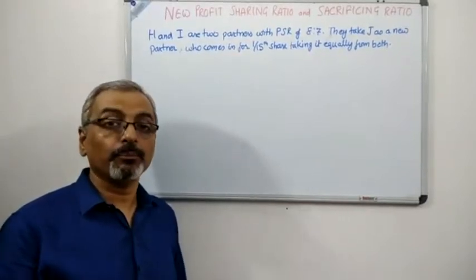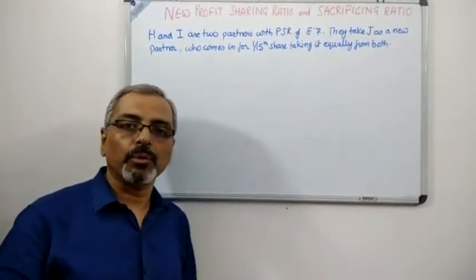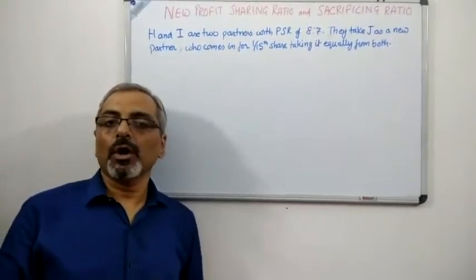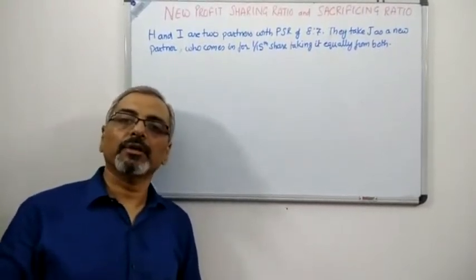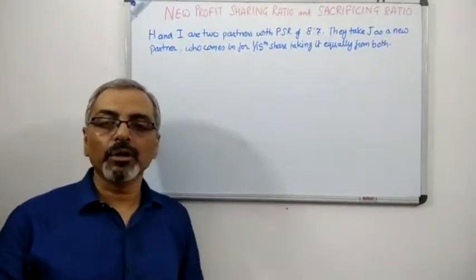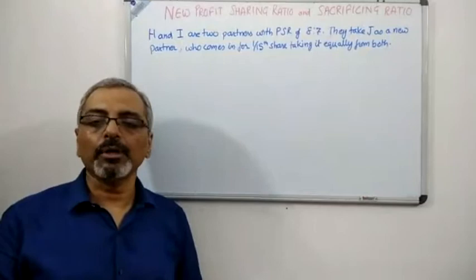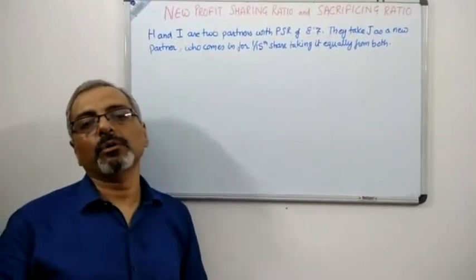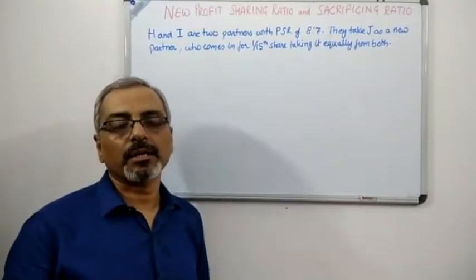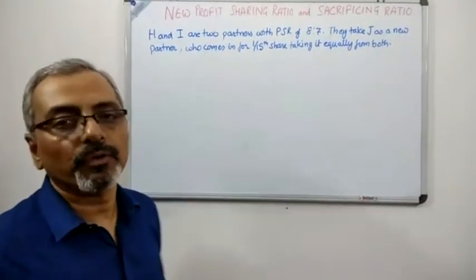Let us now prove that the sacrificing ratio will be 1:1, and you know how we calculate sacrificing ratio. We use a formula. The sacrificing ratio is the old ratio minus the new ratio. Do you have the new ratio over here? No. So we will calculate the new ratio first, and then we'll go ahead with the calculation of the sacrificing ratio. So let's get started to calculate the new profit sharing ratio.